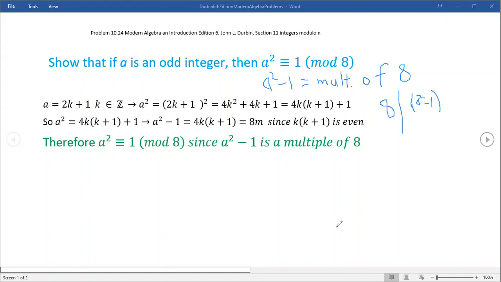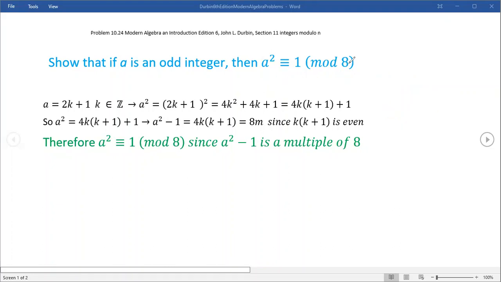Did I get that written down right? Think of it like this: a squared minus 1 is just a multiple of whatever the modulus is. Or you can think of it as 8 just dividing a squared minus 1 evenly. For example, 8 would divide 24, 8 would divide 32. All right, so let's clear this out.